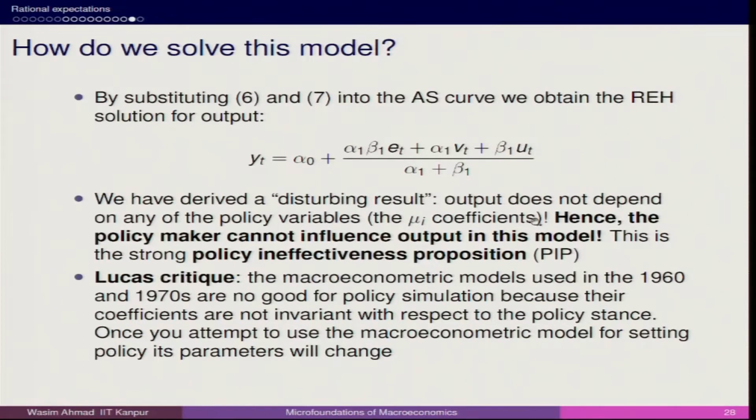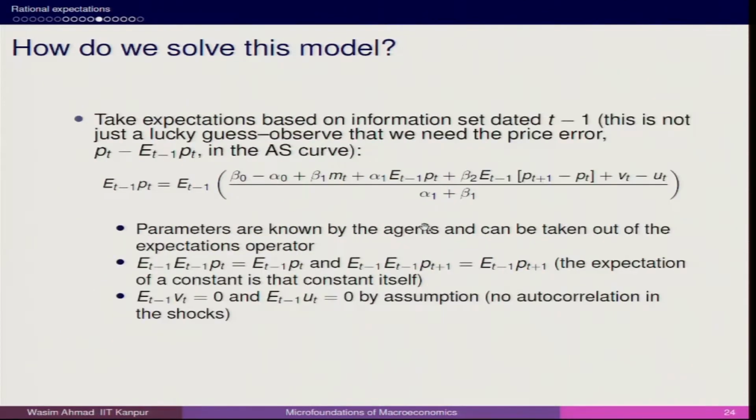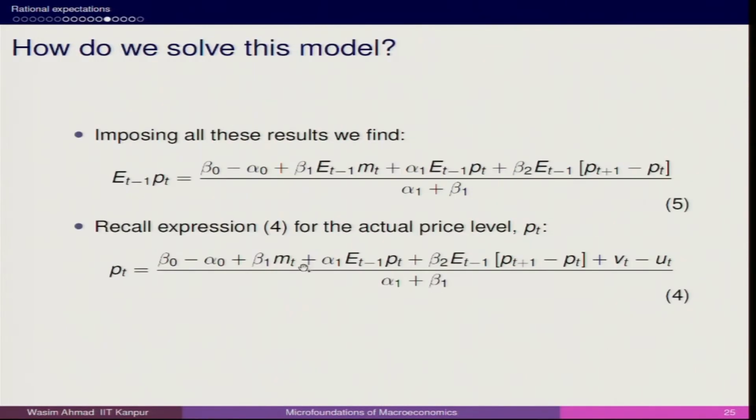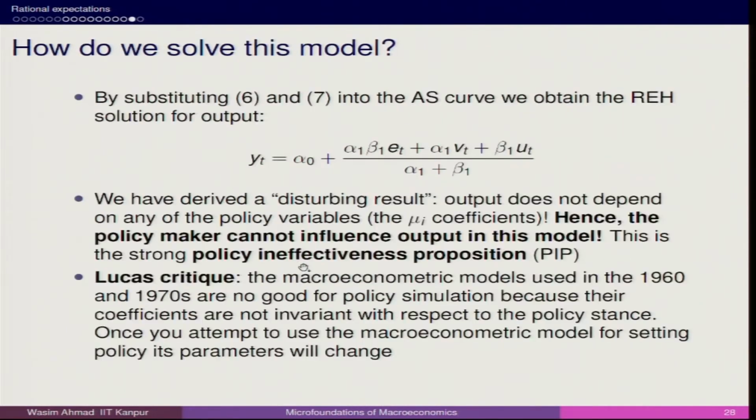So here we say that the output does not depend on any of the policy variables, the mu i coefficients, which are policy coefficients. The policy coefficients are this mu 1, mu 2, mu 0. So once I have this, we cannot have a similar kind of expectation formed here. Hence, the policy maker cannot influence output in this model, and this is a strong policy ineffectiveness.